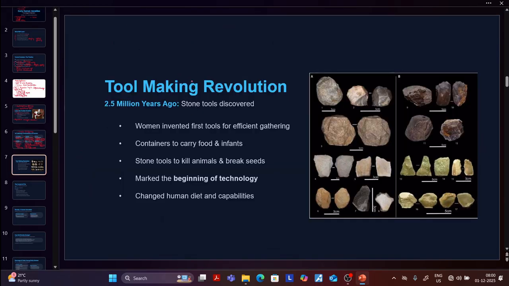Tool making revolution. Let's now focus specifically on tool making because this is where human technology begins. Evidence of deliberately crafted stone tools appears around 2.5 million years ago. We find them in East Africa, particularly associated with early Homo habilis. Stone tools are simple by modern standards. Stones struck to create sharp edges for cutting. They were used for processing meat and bone, for cutting plant material and for scraping hides.